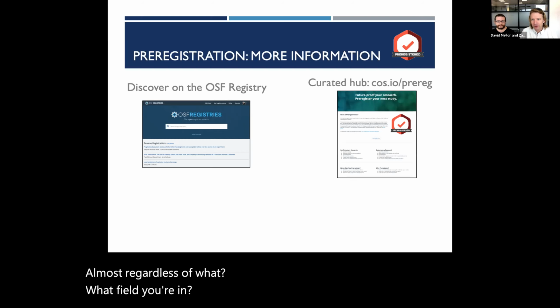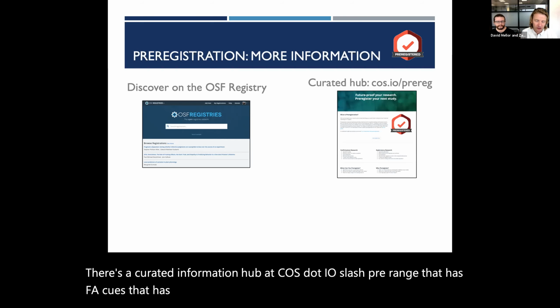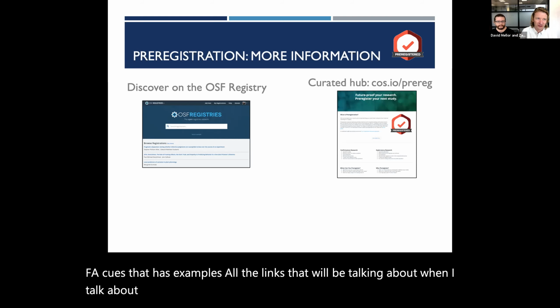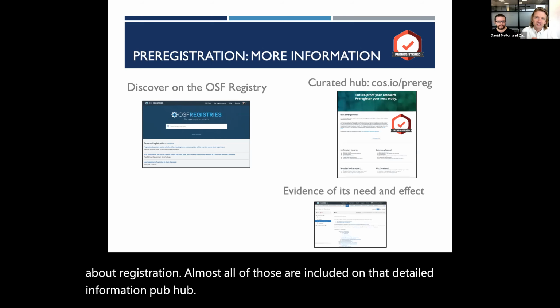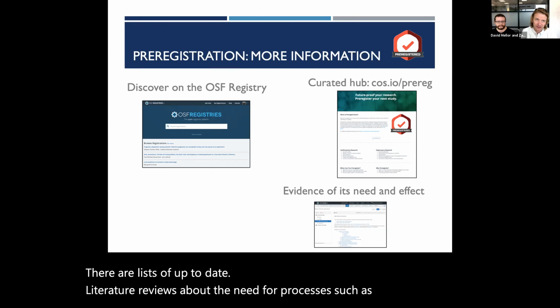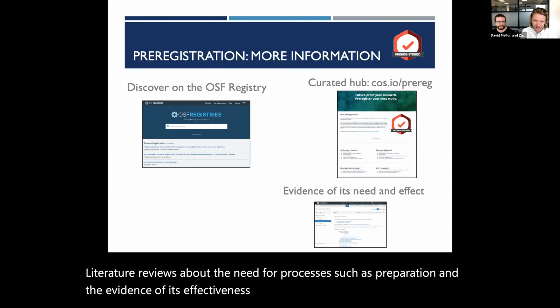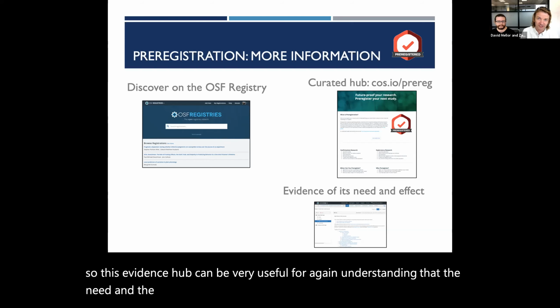There's a curated information hub at cos.io/prereg that has FAQs, that has examples. All the links that we'll be talking about when I talk about pre-registration, almost all of those are included on that detailed information hub. There are lists of up-to-date literature reviews about the need for processes such as pre-registration and the evidence of its effectiveness or lack thereof in different modes. And so this evidence hub can be very useful for understanding the need and the effect of all open science practices, but in particular pre-registration.